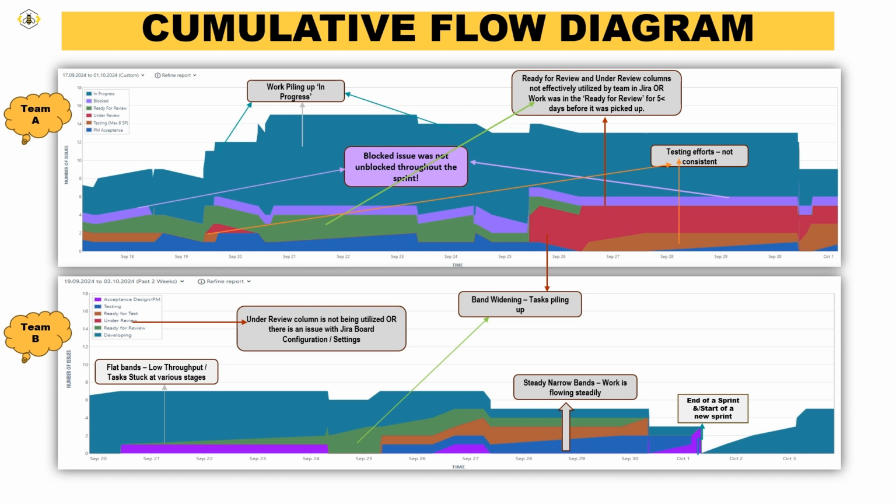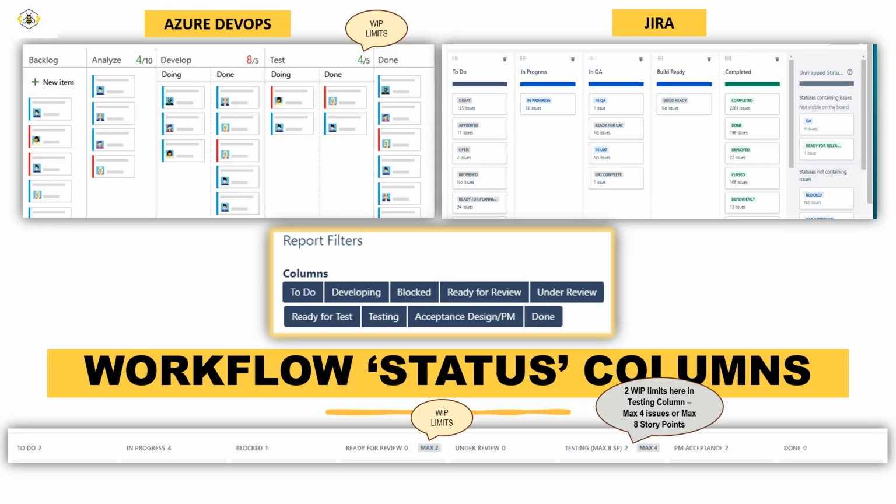Each colored band in the CFD represents a stage of your workflow. As items move through the stages, these bands will show you if your team's work is flowing smoothly or if there is a bottleneck somewhere. Here is another scenario. Your CFD shows the in progress band expanding too quickly. This means that your team is starting too many tasks at once, leading to multitasking and inefficiency.